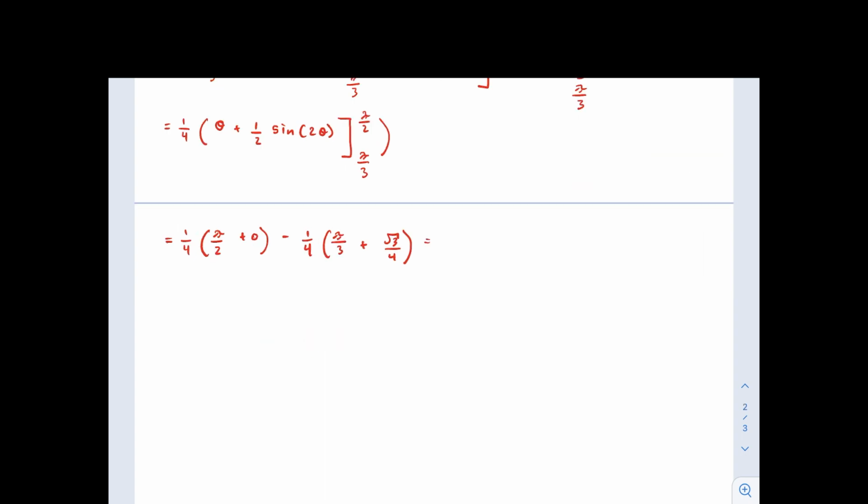So I will be expanding the parentheses and getting pi over 8 minus pi over 12 minus the square root of 3 over 16. This then simplifies to pi over 24 minus the square root of 3 over 16.